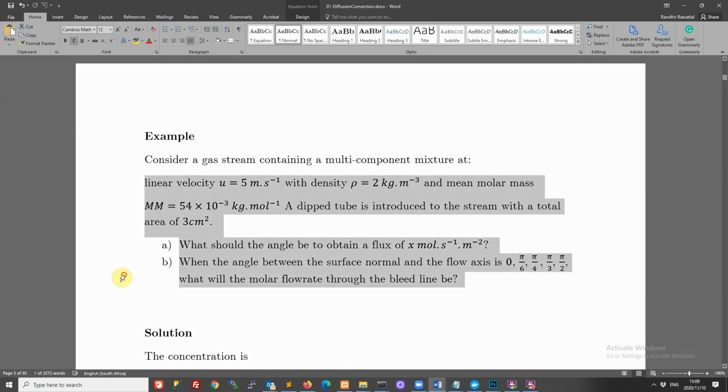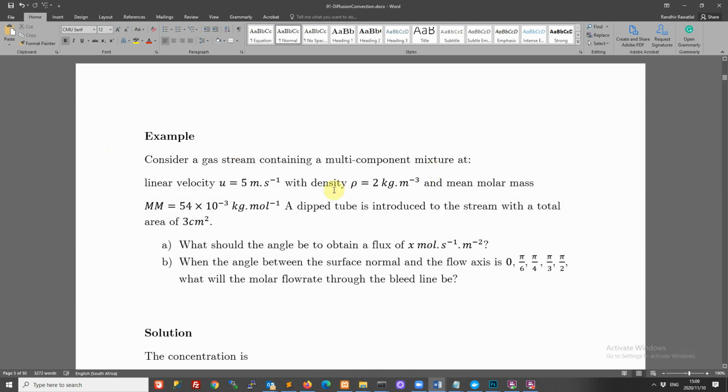So please do this example. In this example, you've got a gas stream with a given linear velocity, a density and a mean molar mass. And we have a dip tube in the stream, and the area of the hole into the dip tube is 3 square centimeters. If we want to achieve some specific molar flux, then what should be the angle that we must use? We can see that there is already a specific molar flux in the bulk of the fluid itself, and we want to accomplish a specific flux through the dip tube.